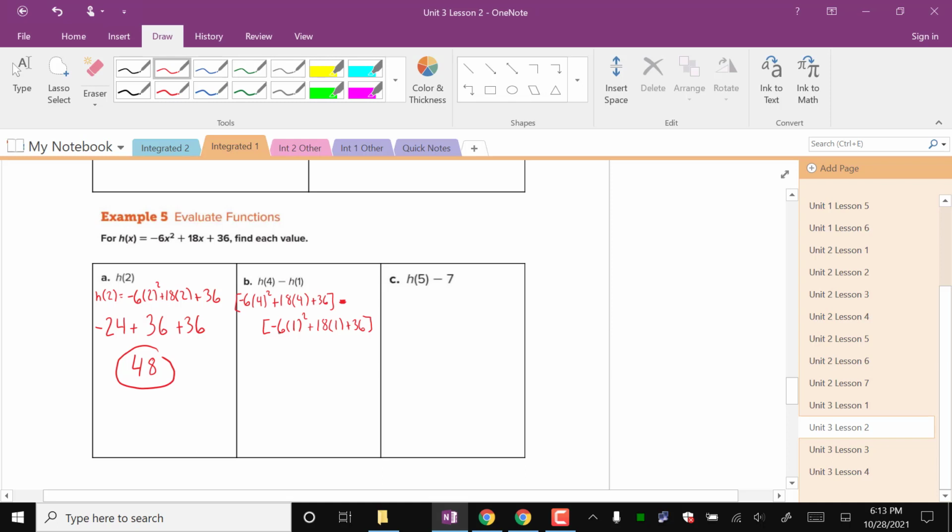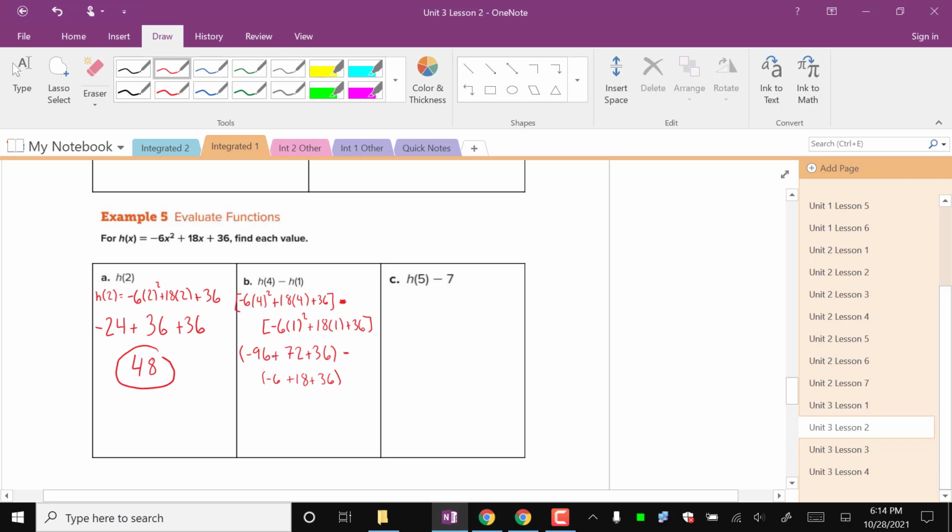Now I'm going to start working the problems out. So 4 times 4 is 16. 16 times negative 6 is negative 96. 18 times 4 is 72 plus 36. And we're going to subtract from it this second function right here. 1 times 1 is 1. 1 times negative 6 is negative 6. 18 times 1 is 18 plus 36.